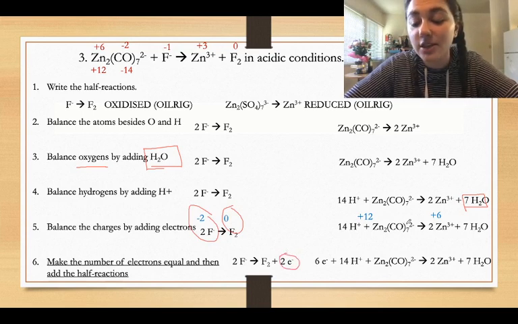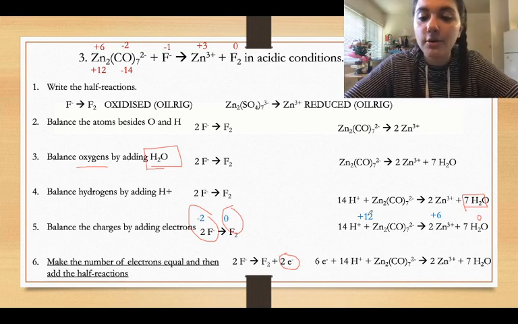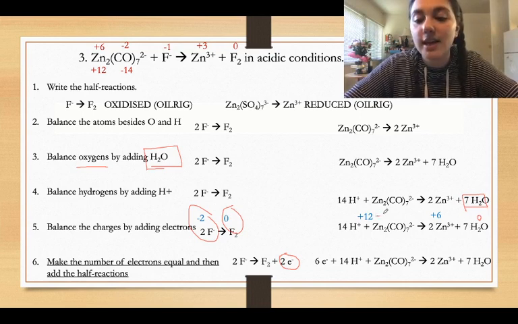On this side I have +12 because I have +14, 14 times 1, and -2, so 14 minus 2 is 12. Over here I have 3 plus times 2 is +6, and then water is neutral, and therefore 7 times 0 is 0. In order to get these to balance, I then need to add 6 electrons to this side, because if I subtract 6, then it'll be +6 on either side, so I add my 6 electrons here.